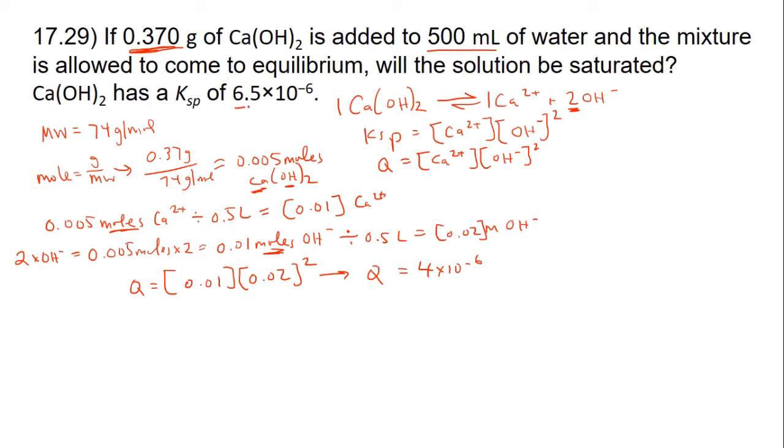We want to compare that to our KSP, and we'll see that Q is less than KSP. 4 times 10 to the minus 6 is a smaller number than 6.5 times 10 to the minus 6. Because Q is smaller than KSP, how would we get a smaller value? Well, these concentrations must be less than what they are at our KSP, at our solubility constant. As a result, this is not a saturated solution.